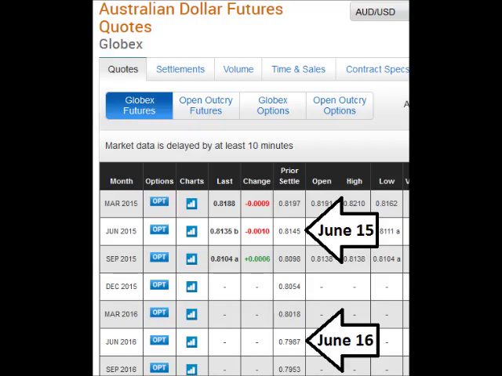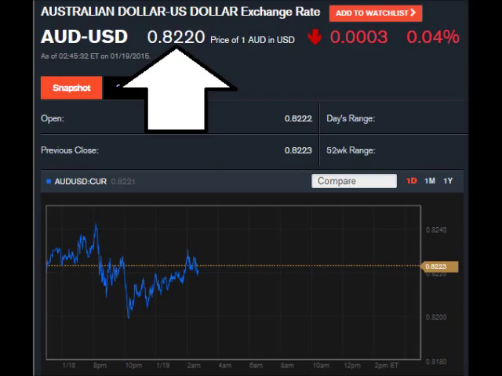The only reason for this 158-point discrepancy is to reflect the interest rate differential between the US and the Australian dollar. If you calculate it, the June contract is trading at a 1.9782 premium to the June 2016. As we move closer to delivery, for example, the June 2015, it'll come up in price to mirror the spot market. At the time of this report, the spot market was trading at 82.20.